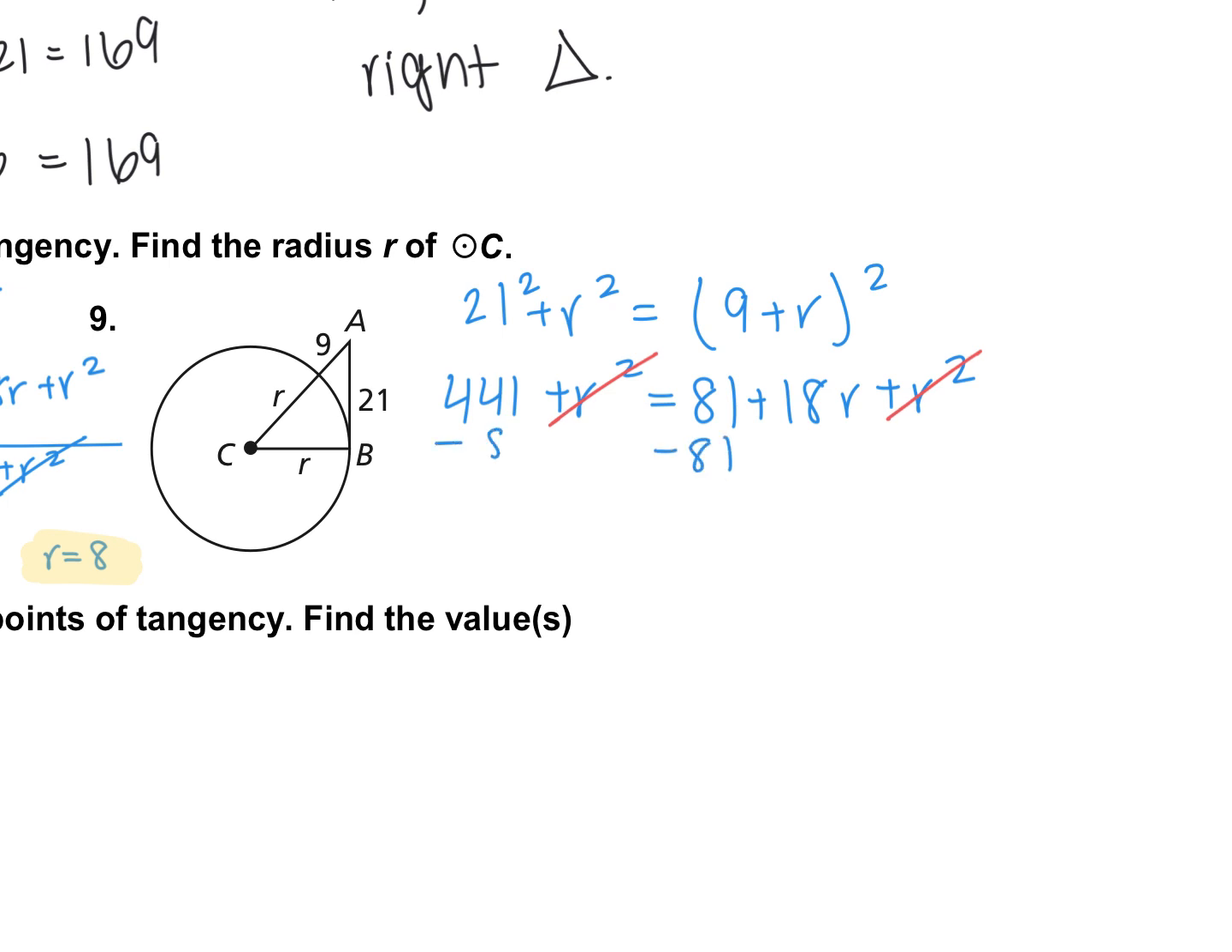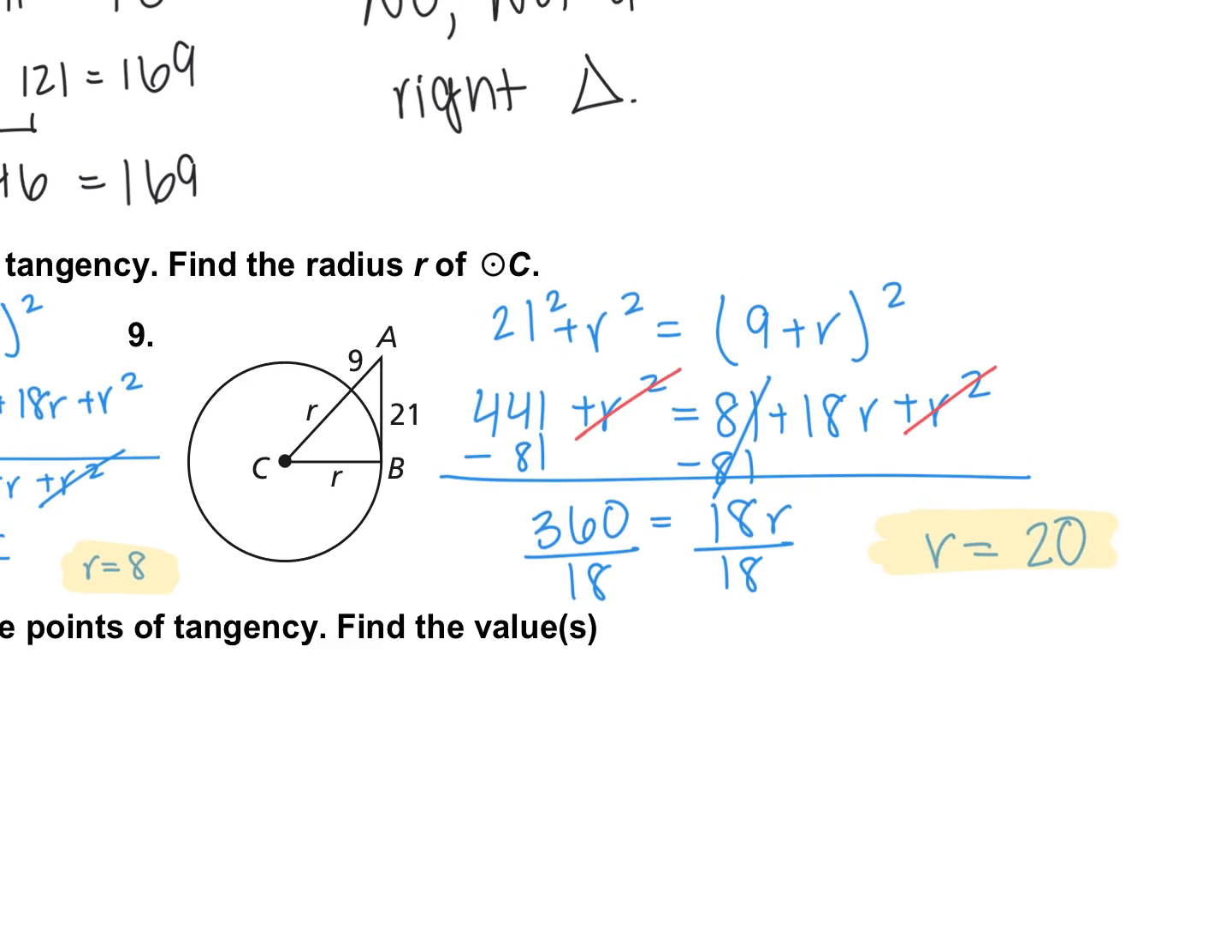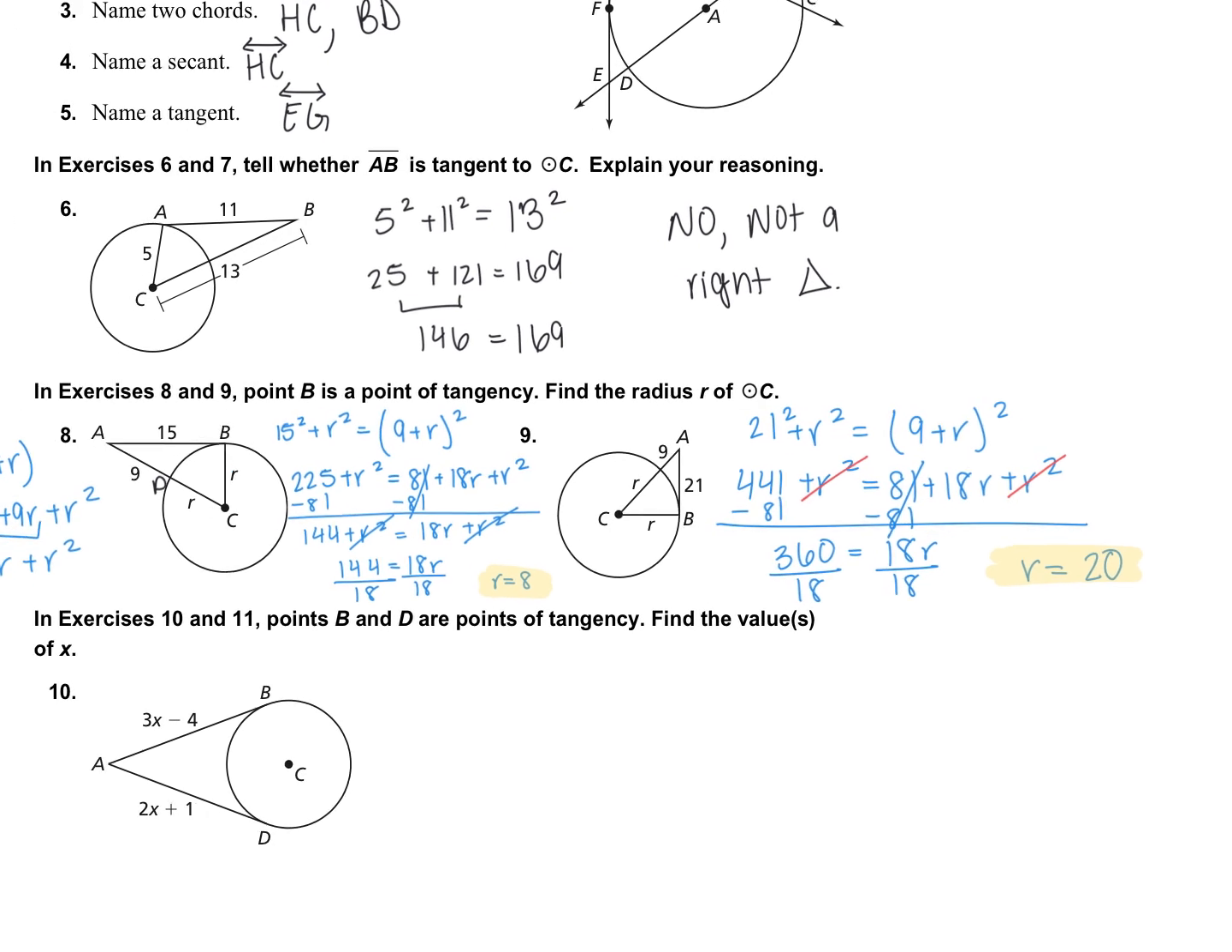Subtracting 81 from both sides. I'm going to get 360 equals 18r. Divide both sides by 18 and r equals 20. Good. Questions on those two?